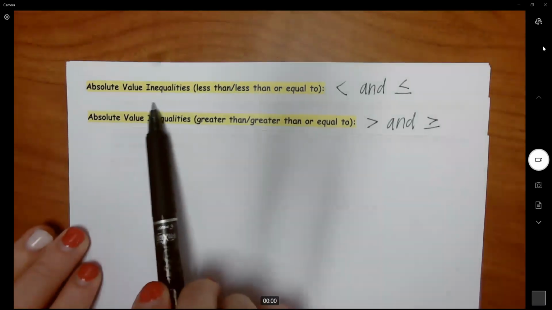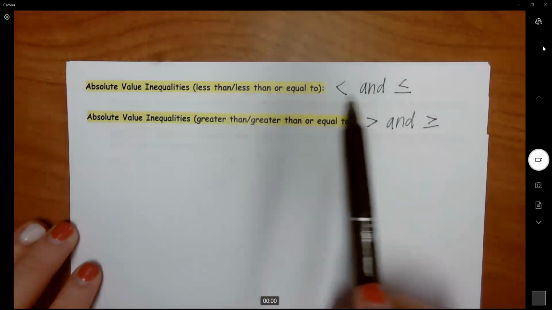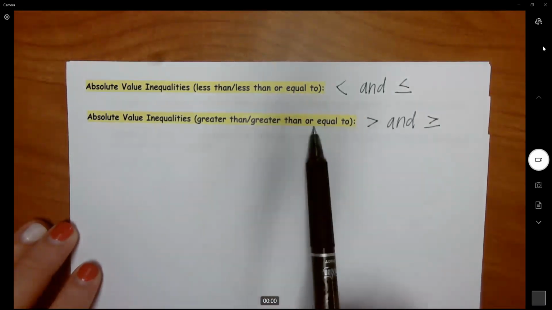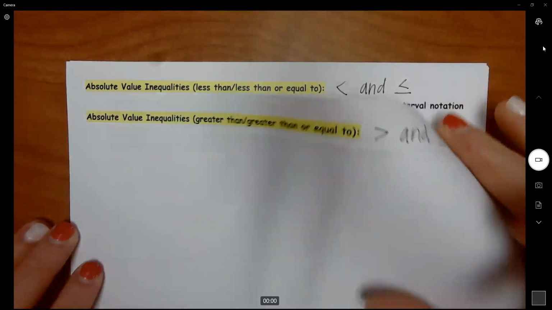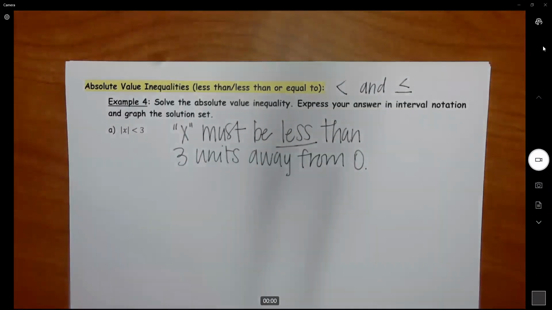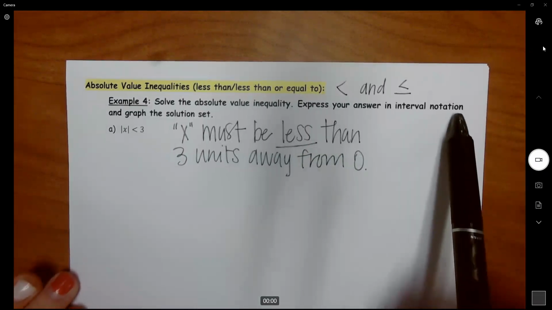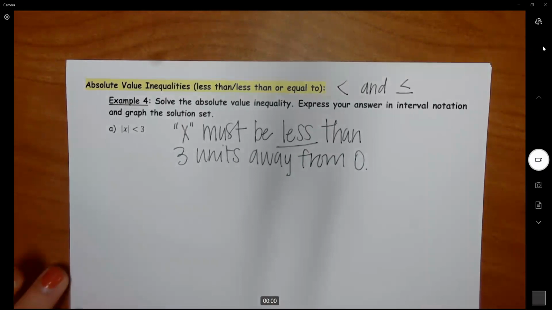We have absolute value inequalities that are less than or equal to, which are these two symbols here, or when they are greater than or equal to, which are these two symbols here. So in this video, we're going to go over the less than or equal to ones. And so we're told to solve the absolute value inequality, express our answer only in interval notation, so we don't need set notation this time, and then graph the solution set.